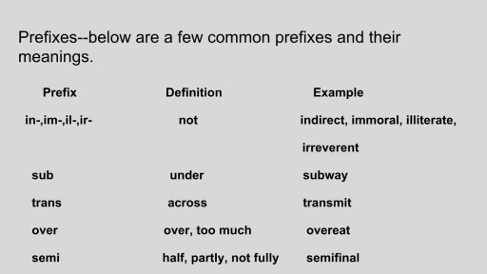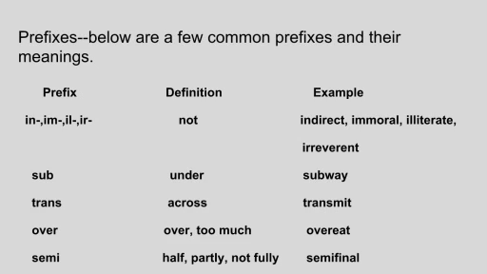Let's look at prefixes first. Below are a few common prefixes and their meaning. This is not all the prefixes by any means, and you will want to get a list of these and go over most of the prefixes. Let's start with the first one. We have in, im, il, ir. These all mean not when they are put before a word. For example, indirect, immoral, illiterate, irreverent. Another prefix is sub, S-U-B, which means under.